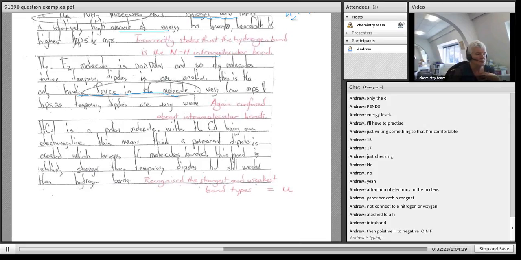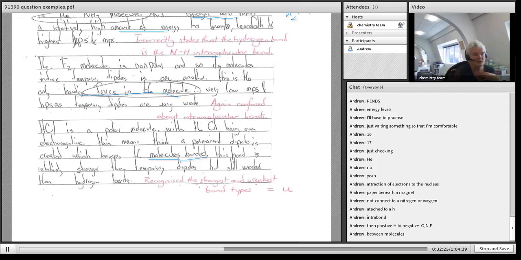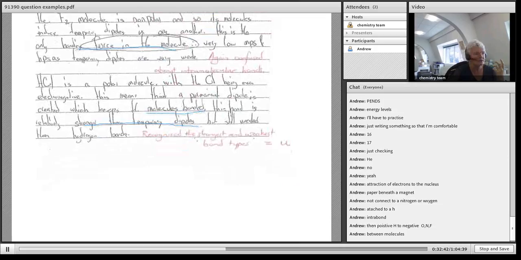So the molecules bonded is implying the intermolecular forces, yes, between molecules. And they've said it's stronger than the temporary dipoles. Okay, so that is just a way a student sort of had the idea but couldn't put it across properly, and because of that they dropped down.